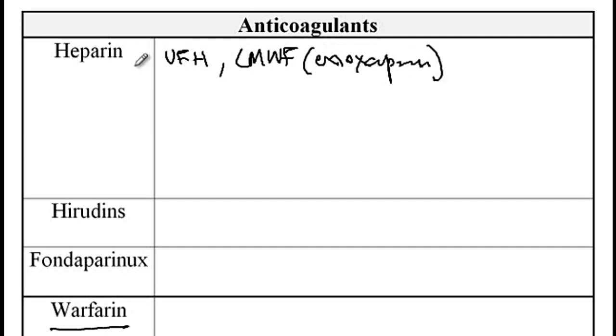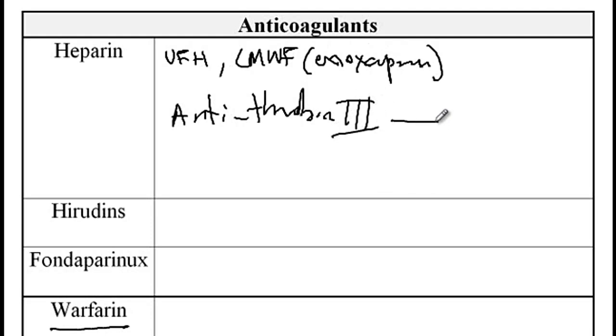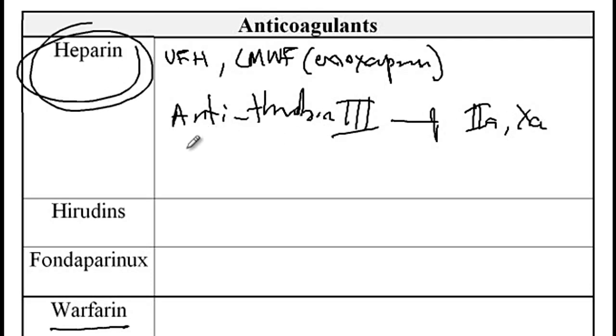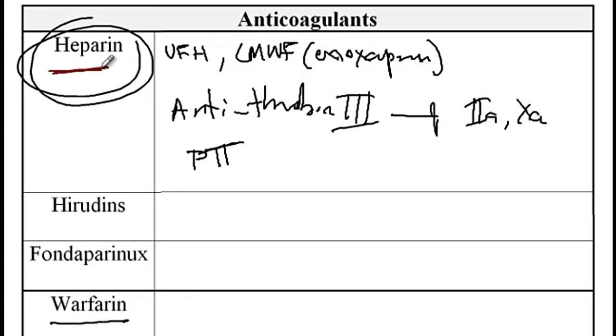So how these medications work is that they act as antithrombin 3, which will preferentially inhibit factor 2A and factor 10A. And then you can monitor the activity of these medications by checking the PTT. Now, heparin is generally used for quick anticoagulation, so it's used for the DVT and pulmonary embolism, or for acute setting like once someone has an atrial fibrillation. While for chronic settings, you would be using the warfarin for long-term treatment.